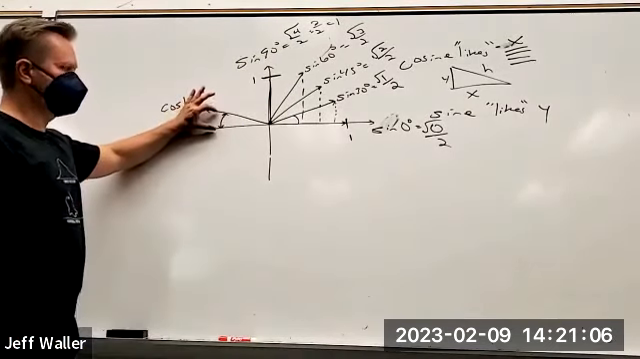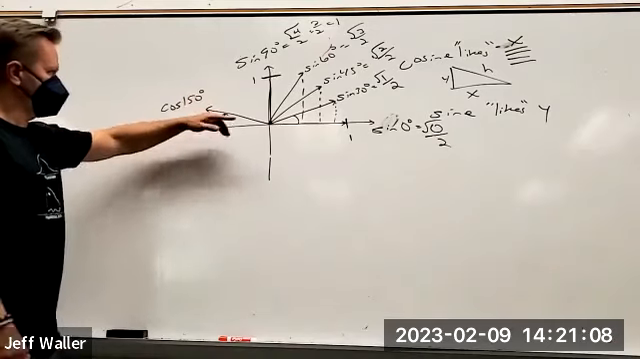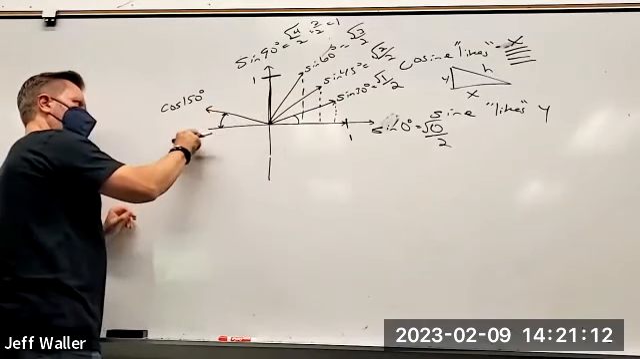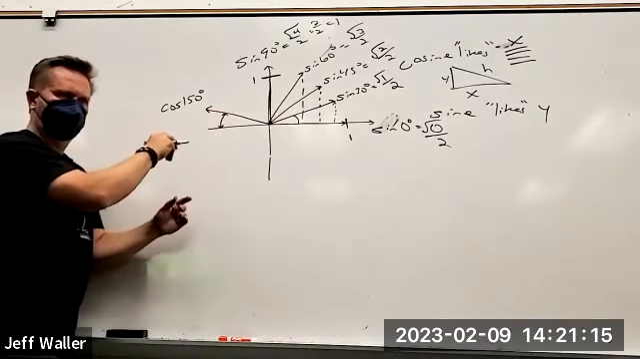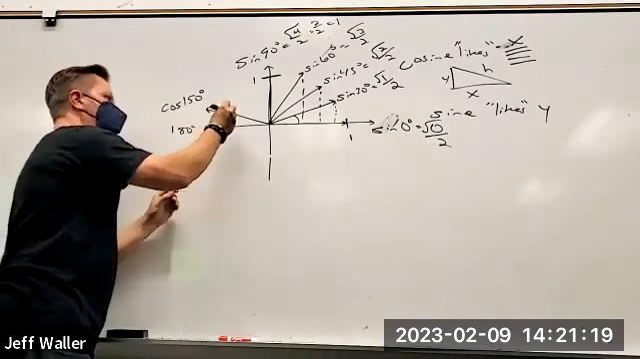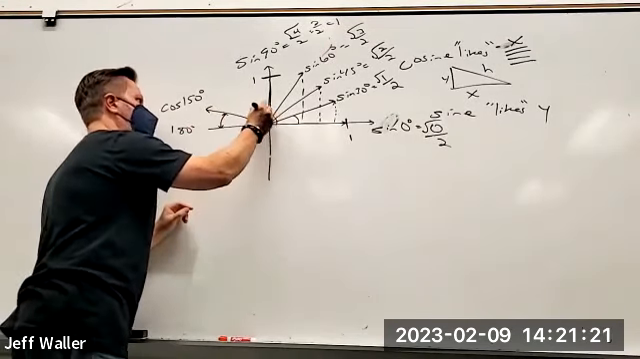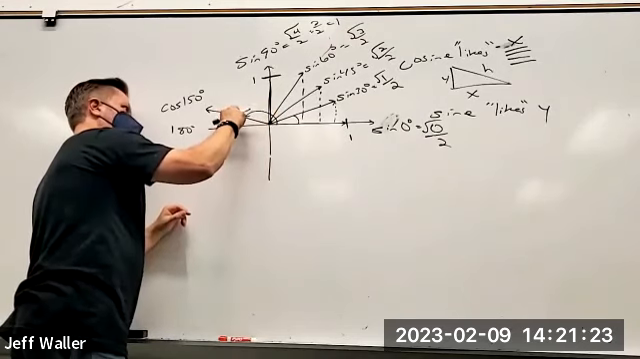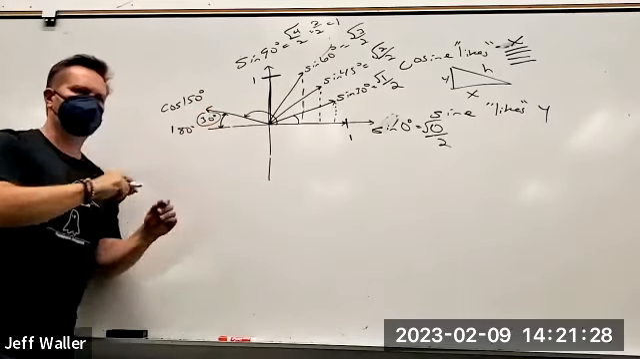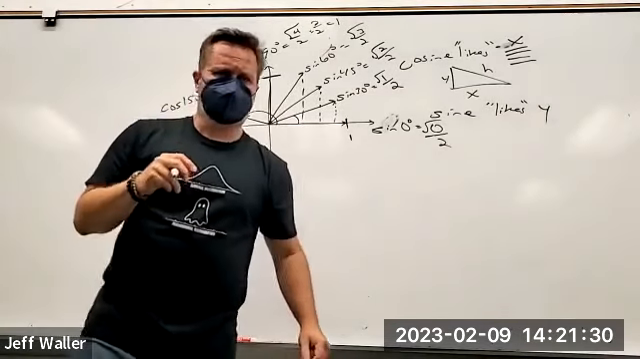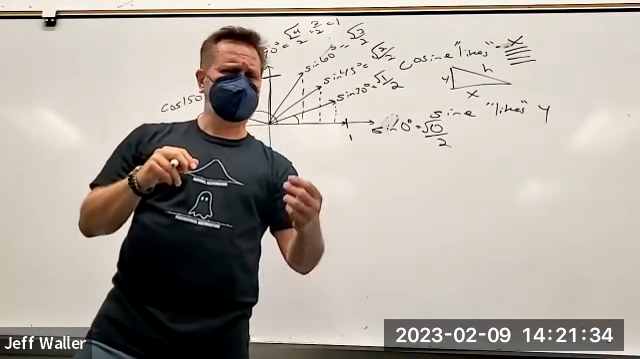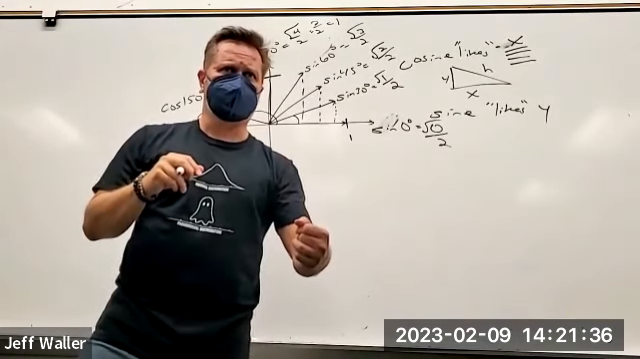How big is this angle? What angle is all the way to here? What's this angle here? No, to here. 180. 180. So of course, what is this then? If that's 150, how much is here? 30. 30. Do you guys remember what this angle here is called? Starts with an R. No? Reference angle.